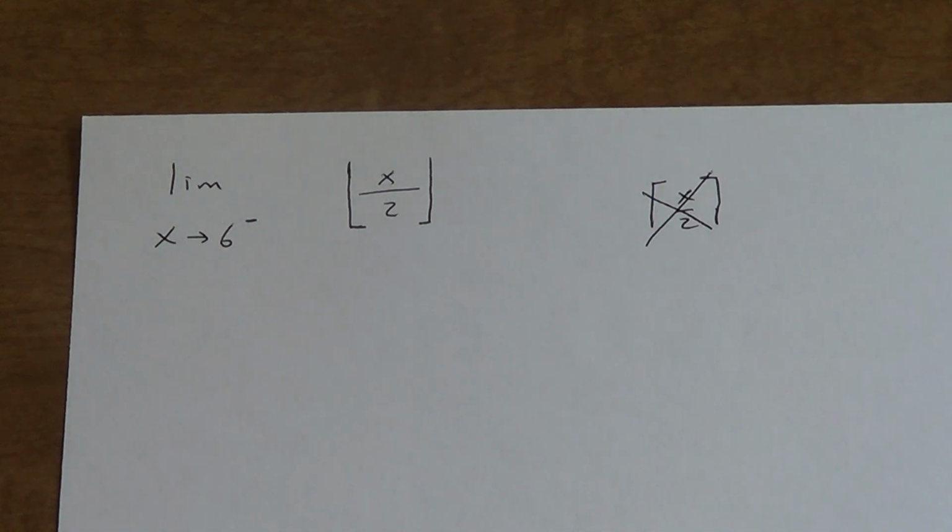Now if I went to 6.2, 6.1, something like that, and divided by 2, I'd be barely over 3, but I'd round that up to 4. So my limit as x approaches 6 from the left, 5.7, 5.8, 5.9, etc., is always 3. If I was doing it from the right, my answer would actually be 4.